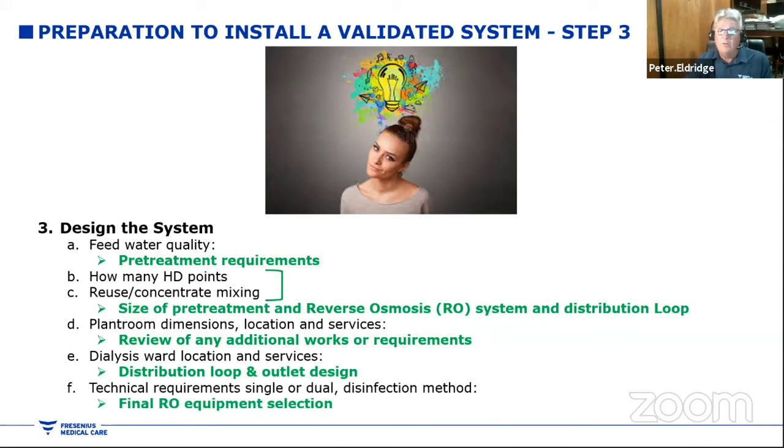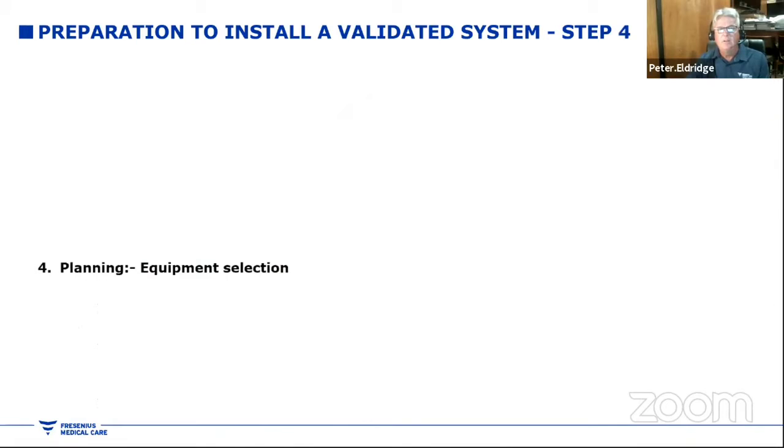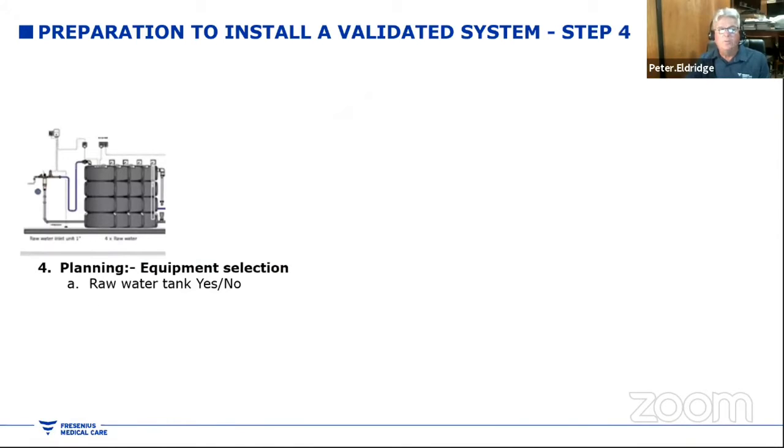The final thing that we'll find is from the technical requirements, whether it's dual or single pass or disinfection method, we can do our final selection of our reverse osmosis equipment. So for this plant, do we need a raw water tank? Yes or no? Do we need a booster pump? So if we have a raw water tank, we definitely need a booster pump. If we don't have a raw water tank, we may not need it. There may be sufficient flow and pressure.